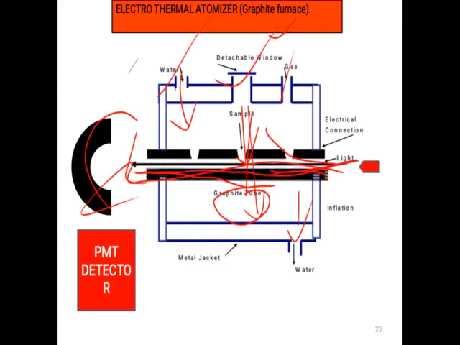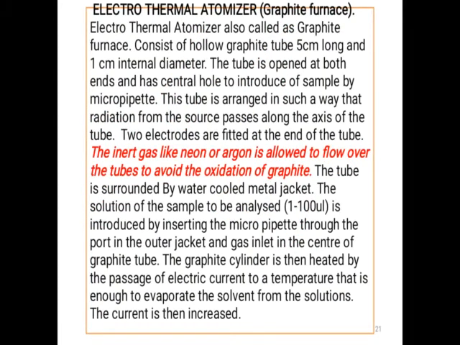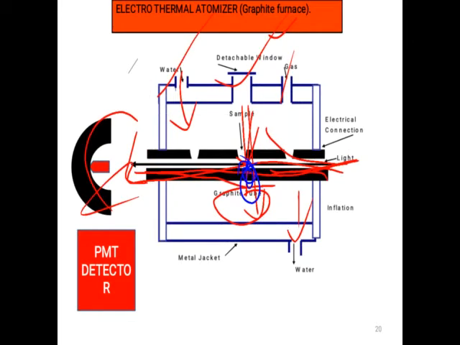So this light falls on the sample here. Okay, so the electrothermal atomizer is also called the graphite furnace. It consists of a hollow graphite tube of 5 cm long and 1 cm internal diameter. The tube is open at both ends and has a central hole to introduce sample by micropipette. So the tube is open from both ends. From here we can add a sample using the micropipette.